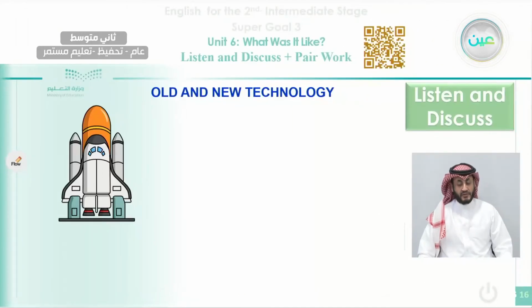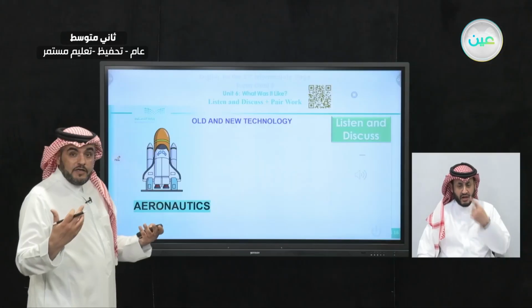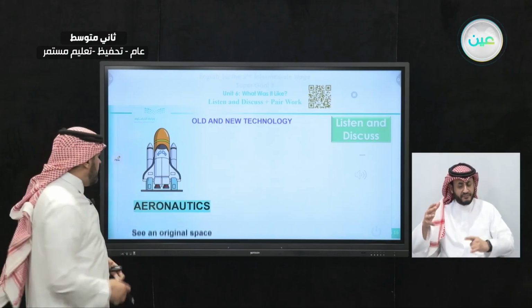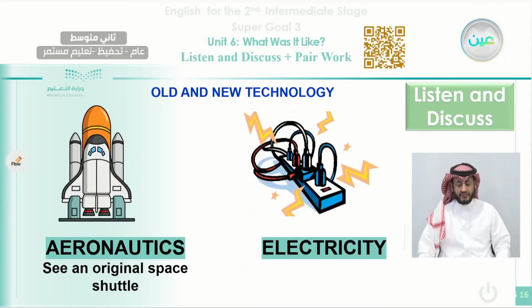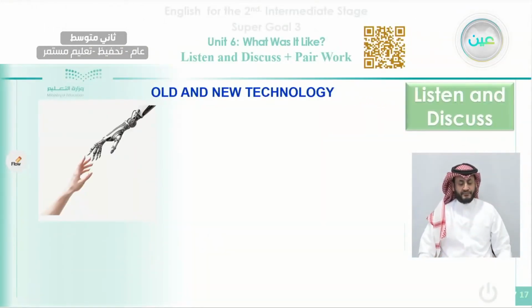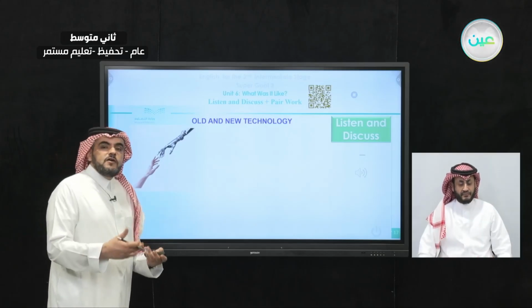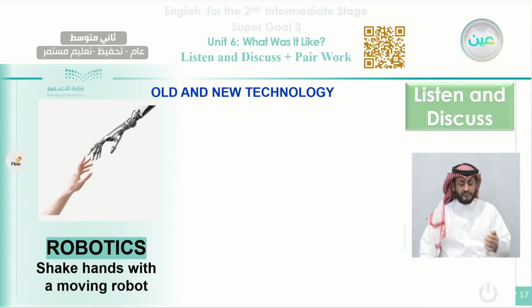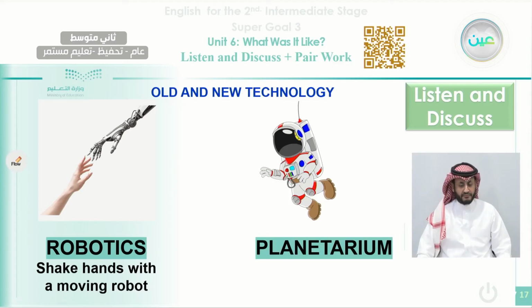Also this one indicates aeronautics, okay, when you talk about space and astronauts and the things that you have done. You will see an original space shuttle, and also this one is about electricity. You will see something about how to discover how electric currents work. Okay, another one also here, this one indicates that you can visit this museum to see robots. Okay, so here, robotics, you shake hands with a moving robot.